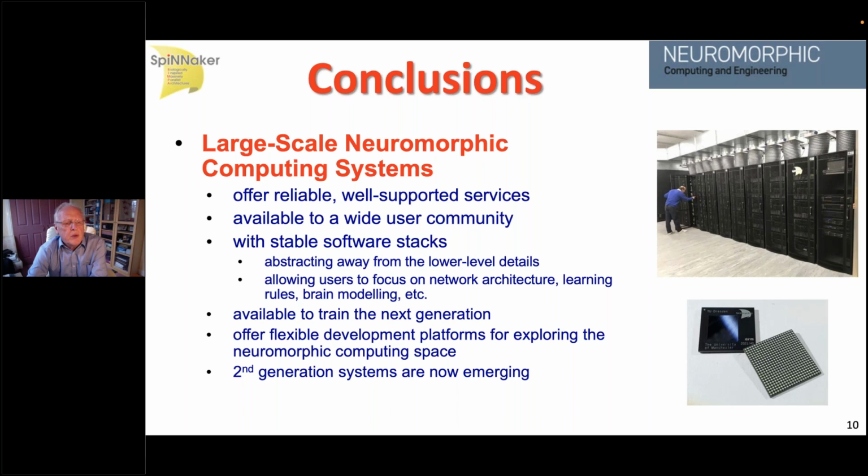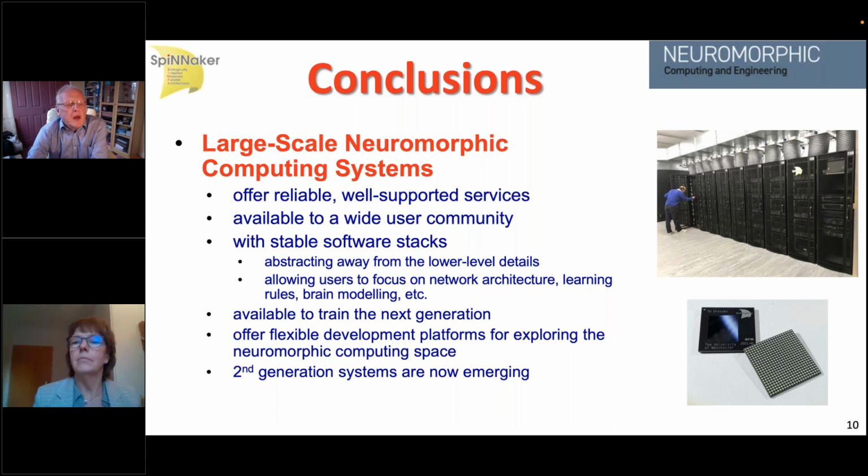The machines are available to train the next generation, to prepare them for the sort of neuromorphic technologies that will be coming in the future. And they offer a flexible development platform for exploring the neuromorphic computing space. So the sort of devices we heard about in the first presentation can be modeled on SpiNNaker, and SpiNNaker can be used to explore how those devices might perform at system level, while those devices are still in development in the lab and in production facilities. And that much is already established.